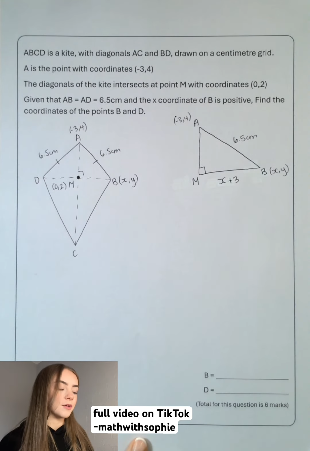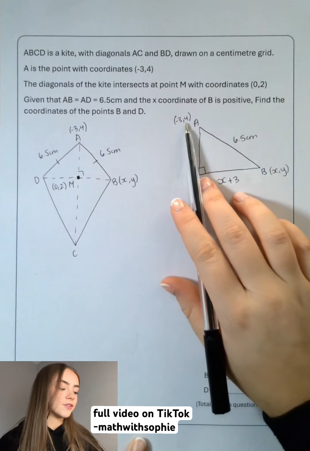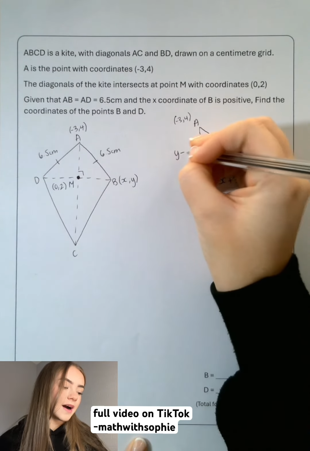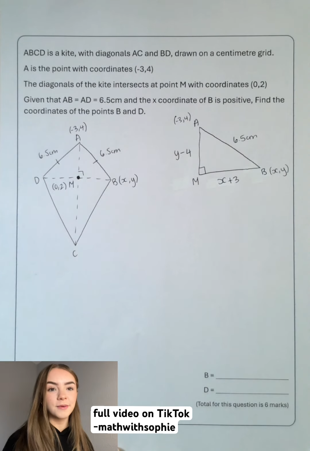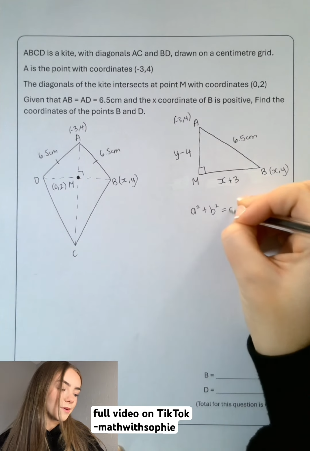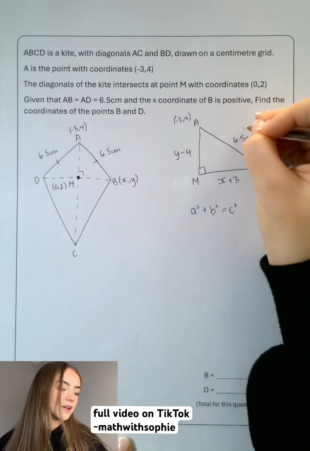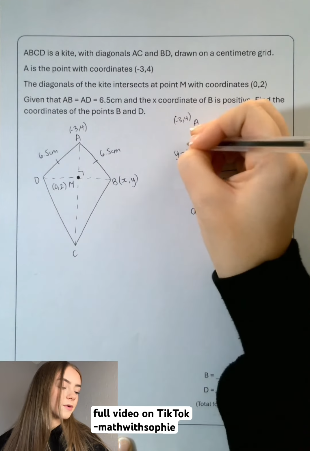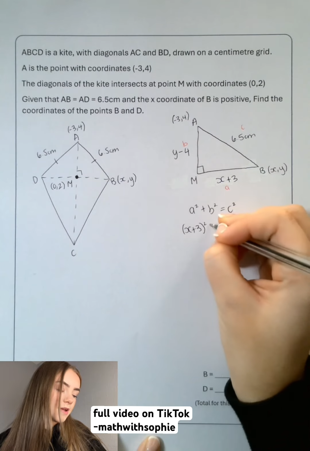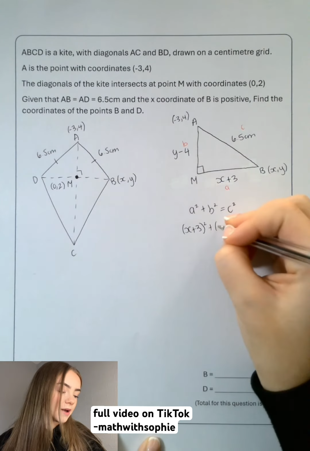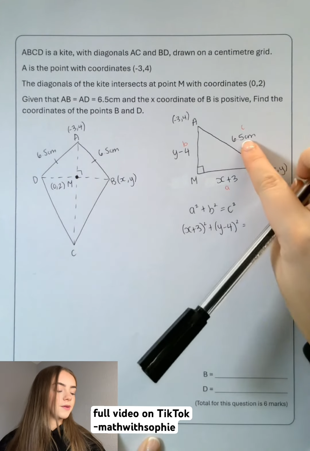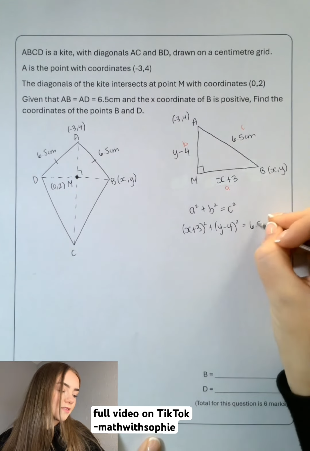Then the height of this triangle will be the difference between the y coordinates. So from 4 to y, to find the difference, we take one value from the other. We can write this as y minus 4. Now with our right angle triangle, we can form an equation using Pythagoras. a squared plus b squared equals c squared, where side c is opposite the right angle, and it doesn't matter which we label as a or b. In place of a, we have x plus 3, so this will be (x plus 3) squared, plus in place of b, we have y minus 4, so this will be (y minus 4) squared, and this is equal to c squared, where c is 6.5, so that would be 6.5 squared.